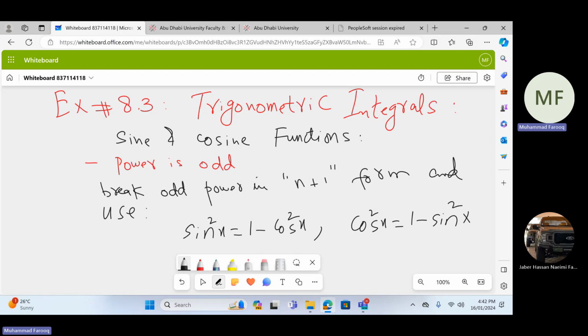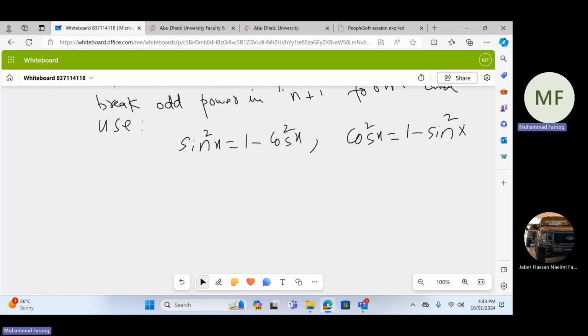Don't use this technique on tangent. Let's say you have the question, integrate tangent power 3. Don't use this technique, it doesn't work, because this technique is valid only for sine or cosine. I have given you the initial information: if you have an odd power of sine or cosine, break it in n plus 1 form and then use this identity. In case of sine, use this identity; in case of cosine, use that identity. Let's start an example.